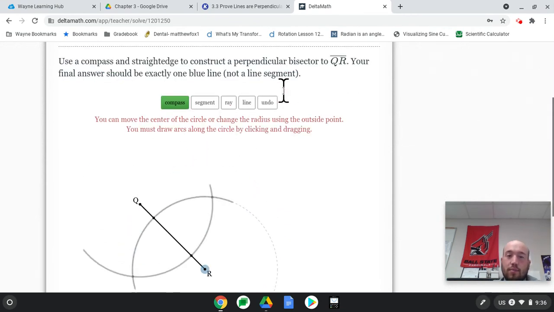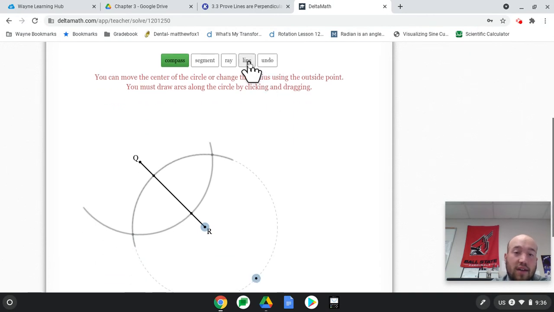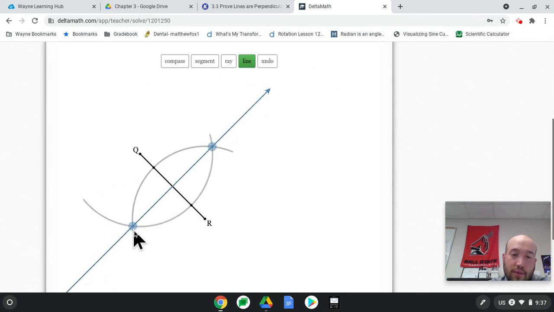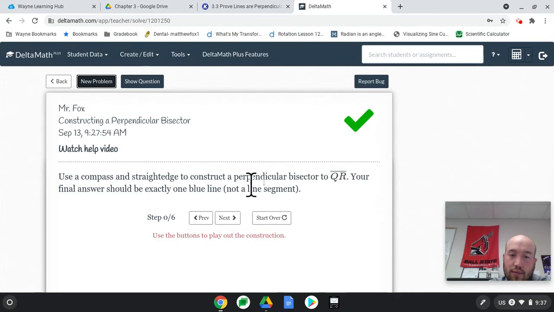And now notice up here it says the final answer should be one blue line, not a line segment. So we need to make sure we use line. If we use line segment, it'll count it wrong. So I click on the line. I'm going to go from this point to this point where they intersect. This forms a perpendicular bisector. Right angles formed here, and it cuts halfway through Q and R. So we submit it, and we're done.